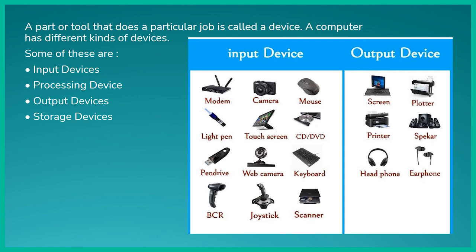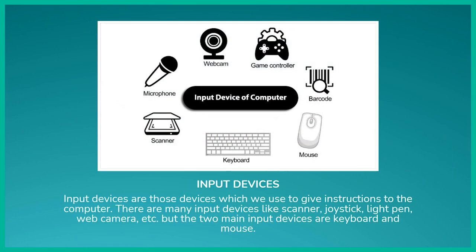A part or tool that does a particular job is called a device. A computer has different kinds of devices. Some of these are input devices, processing device, output devices, storage devices. Input devices.